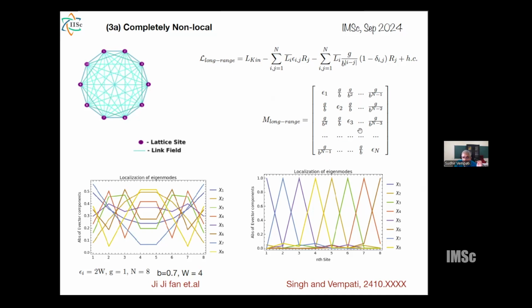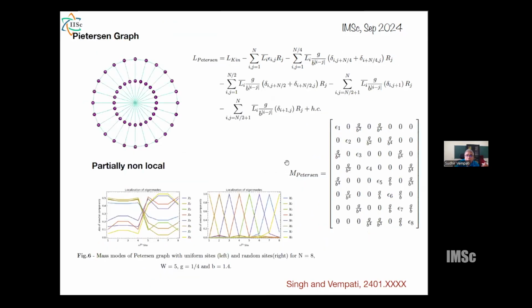So on, you fill up the entire mass matrix and then ask for localization of the modes. Yes, there is still localization of the complete modes, essentially. So what we learned is that randomness, you can do the same thing with different geometries, essentially.